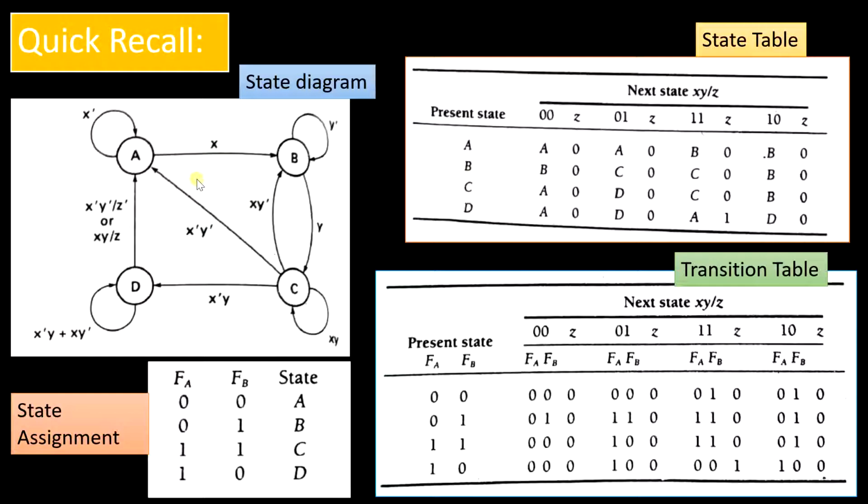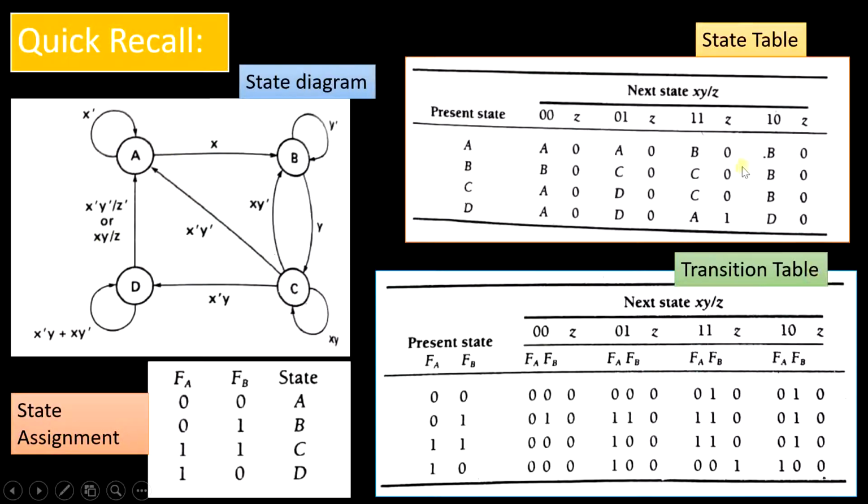We can draw the state diagram for the 2 different types of models that we have seen, the Mealy model and the Moore model. We have also seen this particular state diagram and how to obtain the state table for the state diagram given here.